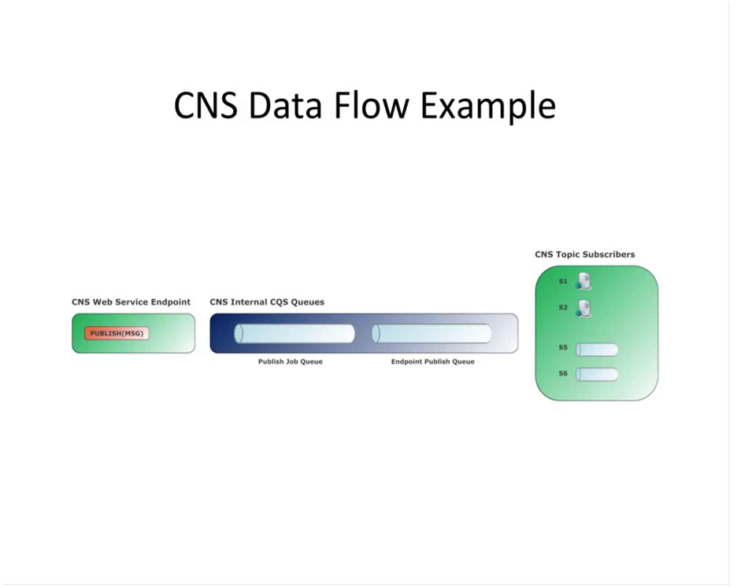What you see in the middle, the blue box, is really the internals of how we implement the CNS service, and you as a user never see that from the outside. I'm just explaining the architecture here and how we implement the service. The thing I want to point out is that we use CQS queues to implement the CNS service, and we use these queues to distribute the burden of fanning out to potentially a large number of subscribers.